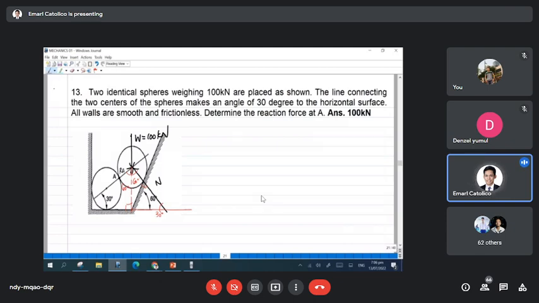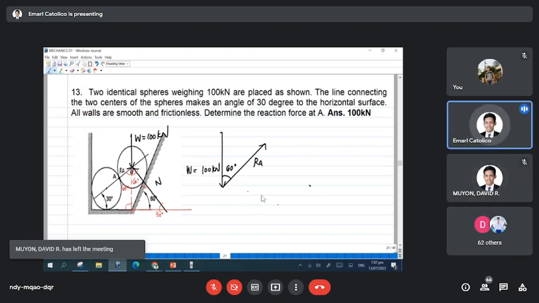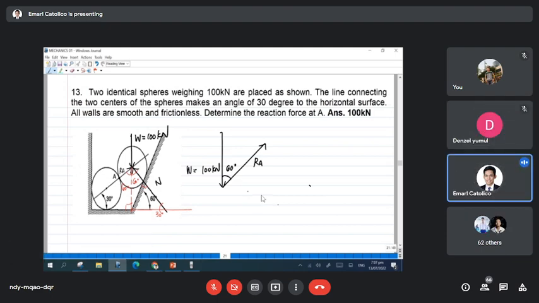So weight natin, pababa. Weight is equals to 100 kilonewton. Then, yung RA natin, pakanan. Reaction at A. So, angle ng RA natin is 60 degree. Okay. Then, yung N natin, papunta sa left.